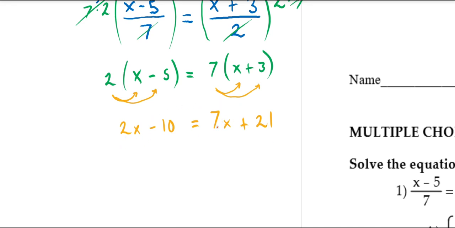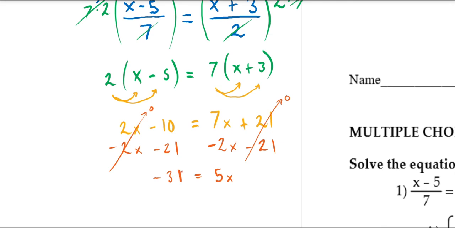So we solve this by first grouping our x's to one side. I can move this 2x to the other side by subtracting it, which would cancel on this side to 0, and just leave me with 5x on this right-hand side here. If I move my x's from left to right, I want to move my numbers from right to left, so I'm going to subtract 21 from both sides. That cancels to 0 here, and leaves me with minus 31 on the left-hand side.